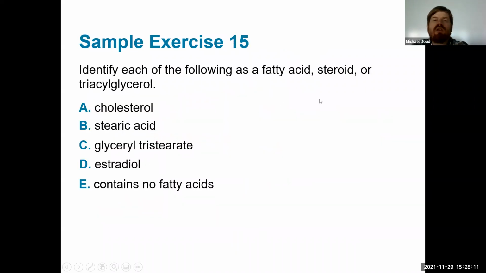Okay, so given all of that, now let's take a look through our notes and try to identify each of the following as either a fatty acid, a steroid, or a triacylglycerol. So we have A through E here. Go ahead, pause the video, try to identify and sort these into one of those three categories. When we come back, we'll take a look at the answers. So until then, pause.